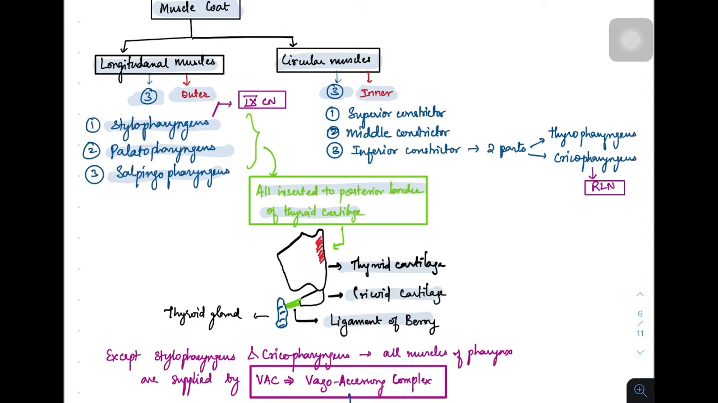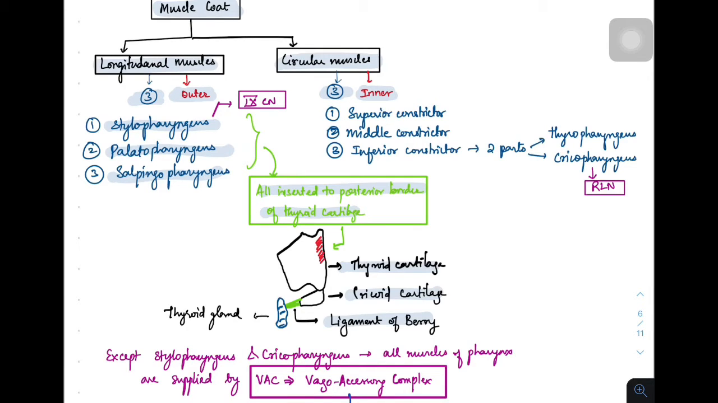So due to the deglutition motion, the thyroid cartilage and cricoid cartilage are pulled up due to the longitudinal muscles' action. Due to the attachment of ligament of Berry with the thyroid gland, deglutition also moves the thyroid gland.